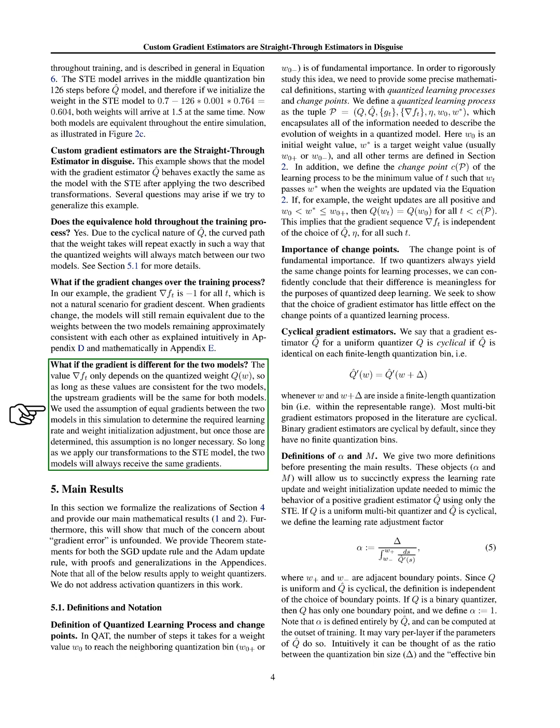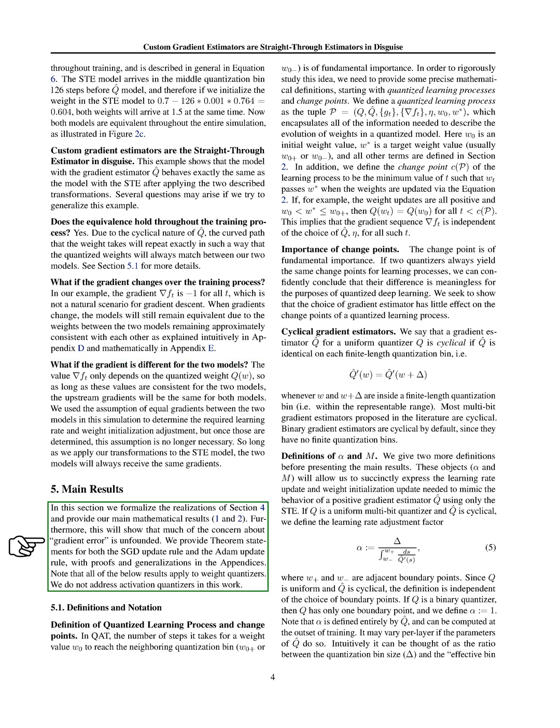Section: Main Results. In this section, we formalize the realizations from the previous section and present our main mathematical results. We aim to address concerns about gradient error and provide theorem statements for both the SGD update rule and the ADAM update rule. The proofs and generalizations can be found in the appendices. It's important to note that all the results discussed here apply to weight quantizers, and we do not delve into activation quantizers in this study.